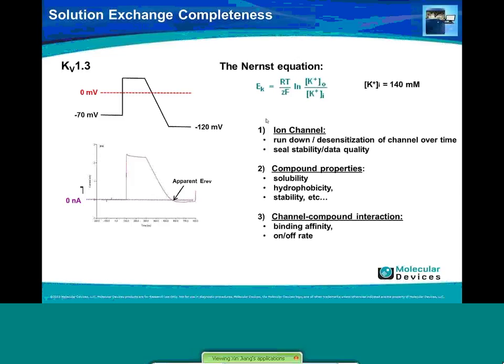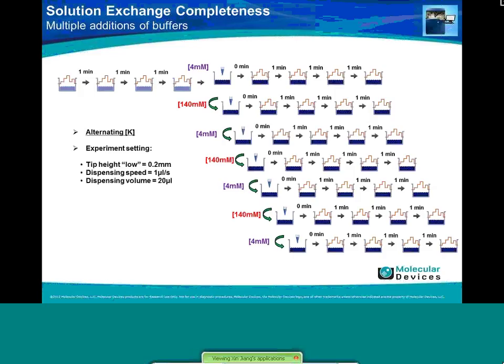But by doing a biophysical analysis, looking at the reversal potential, the only thing you need to control is the potassium ion concentration in the external buffer. That should give you a working analysis of the reversal potential without the complicating factors of having compound in the system. So the design of the experiment is like this. We're trying to look at how complete the solution exchange can be on the Barracuda system.